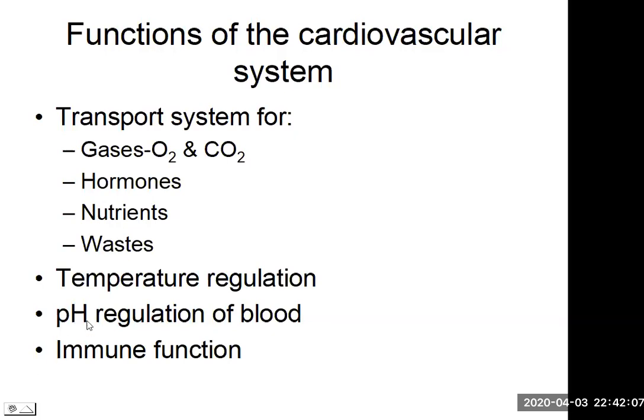And the last two features, of course, we won't touch on too much in this course, but are erythrocytes, our red blood cells. That's one way that we help to regulate and maintain our body's pH. And we'll discuss various white blood cells. And again, those white blood cells, those leukocytes, giving us this immune function depending on their specific activity.